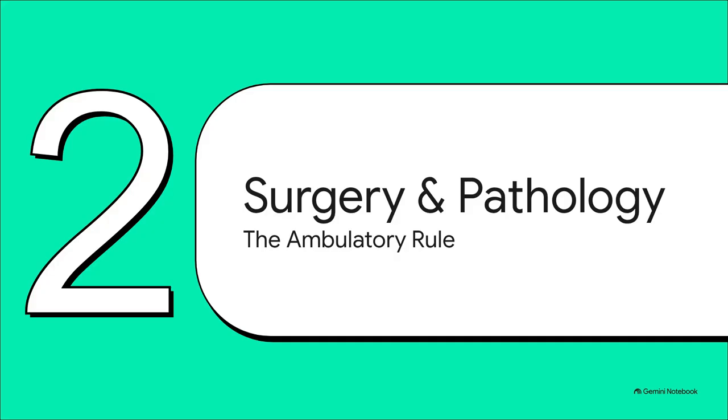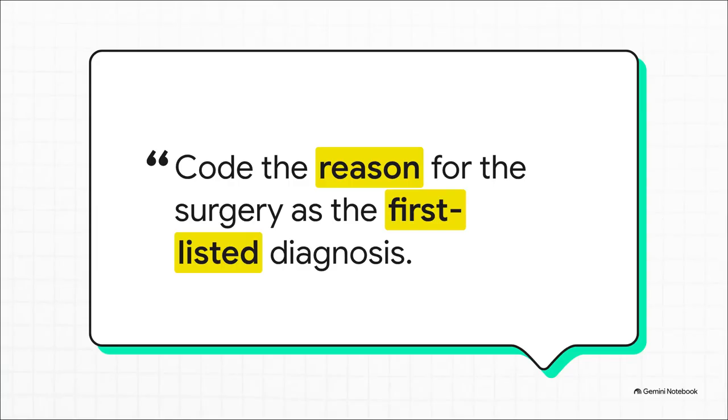Surgery and pathology shifts, the ambulatory rule. Let's start with our first scenario. A patient scheduled for ambulatory surgery. The official CMS mandate, specifically Section 4A1, is super clear here. It dictates that the condition prompting the surgery is always sequenced first. It's the primary reason for the encounter, period. And listen to this, because it's crucial. This applies even if the surgery ends up not being performed because of a contraindication. The reason they walk through the facility doors is your anchor.